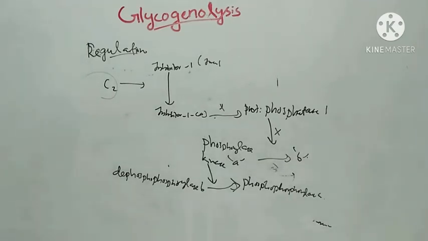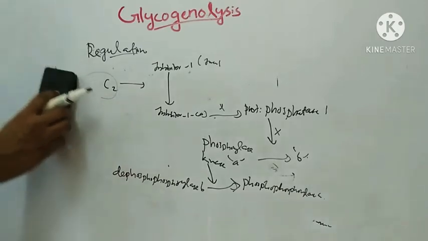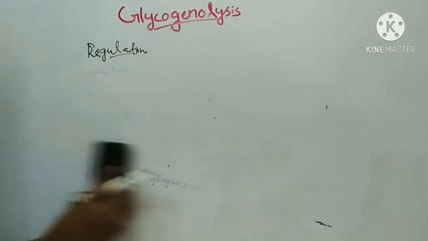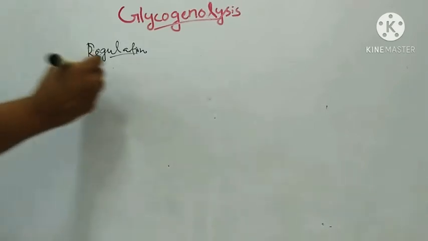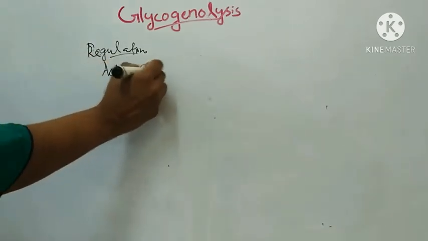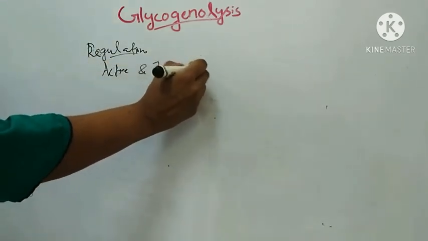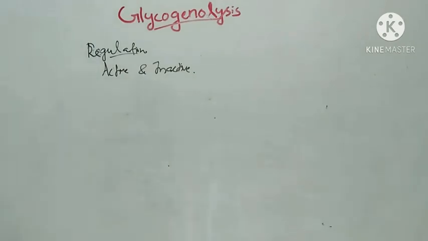Next we will see activation and inactivation of muscle phosphorylase. In muscle, this phosphorylase enzyme can exist in two interconvertible forms, that is active and inactive. So first we will see conversion of phosphorylase A, that is active, to phosphorylase B, inactive.